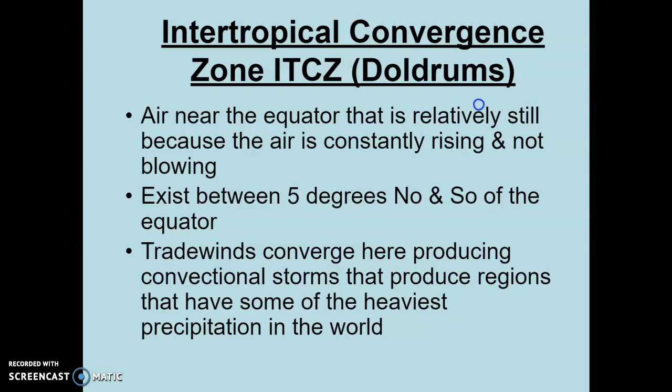And then we also have our intertropical convergence zone, the ITCZ. We also call this the doldrums. And this is near around the equator. I am running out of room on my 15 minutes. So you can see where it occurs, and I will stop it here.